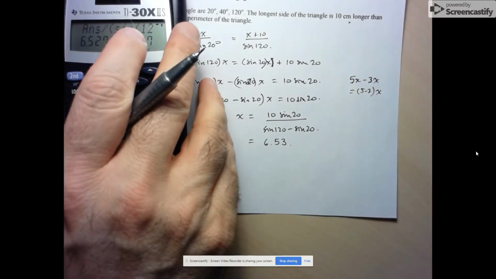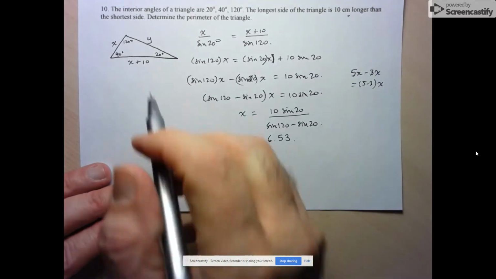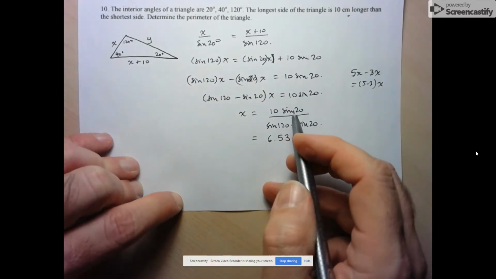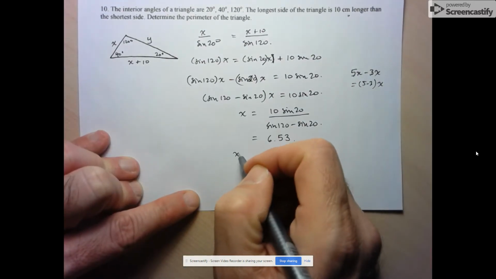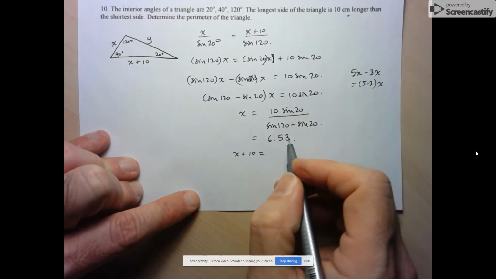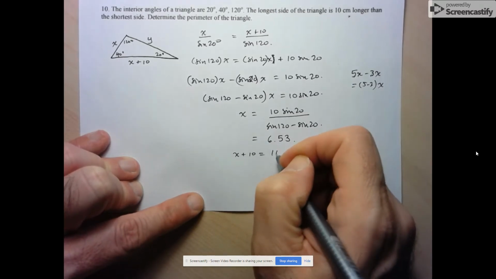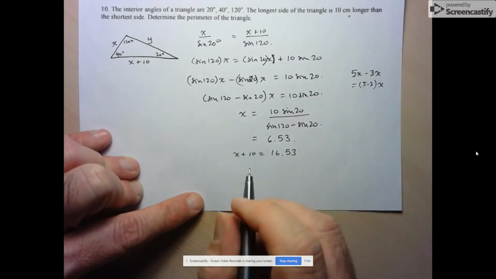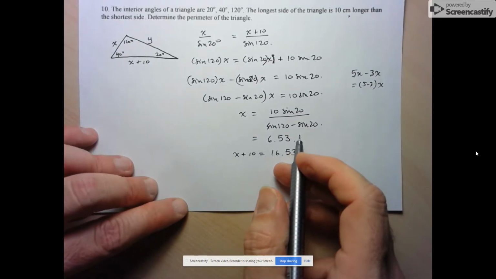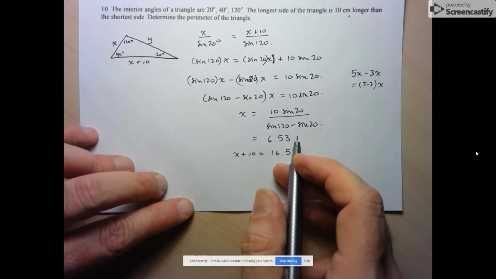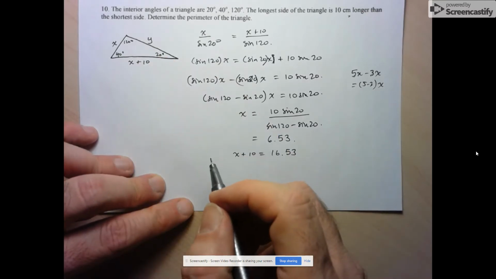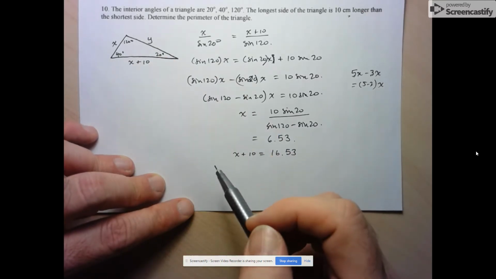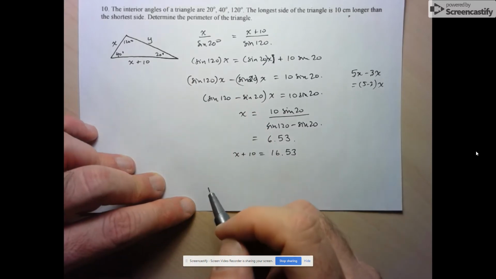All right, so we've got one of the side lengths. All right, got this one here, x. But of course, the longest side is just x plus 10. So that's going to be 6.53 plus 10. So 16.53. But since I need to find the perimeter here, I also need this side length y. But now that I have the other two sides, I can just use the sine law to find y.